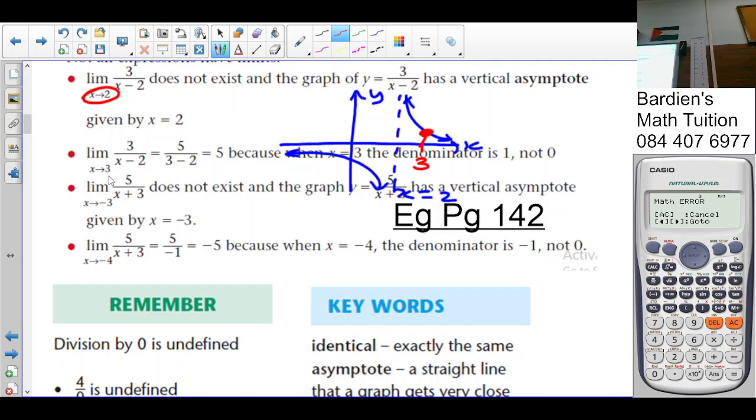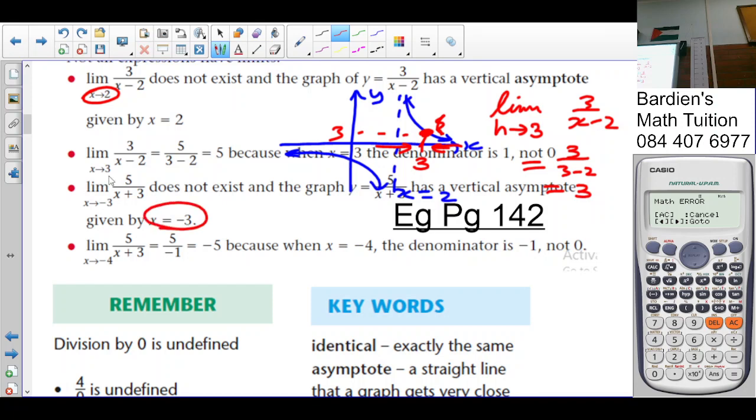So to calculate the limit value there, the limit as x approaches 3 of 3 over x minus 2 will simply be 3 over 3 minus 2. And 3 minus 2 is 1, so the answer is 3. So that limit value as x approaches 3 from the left and the right would approach 3. You guys understand? And likewise for minus 3, you'll get an answer of... no, not x minus 3.